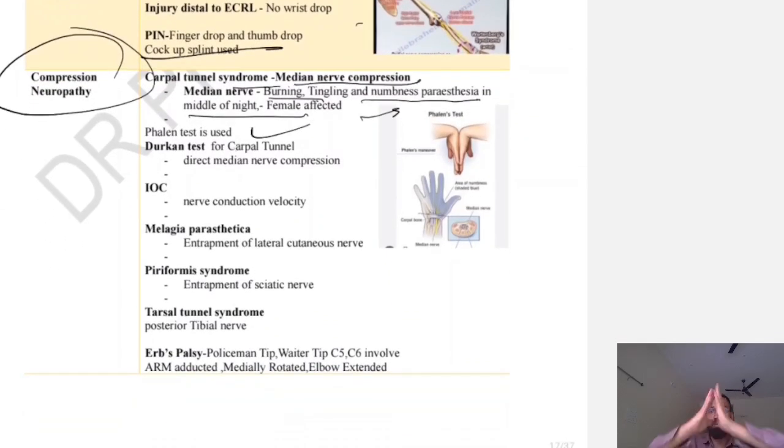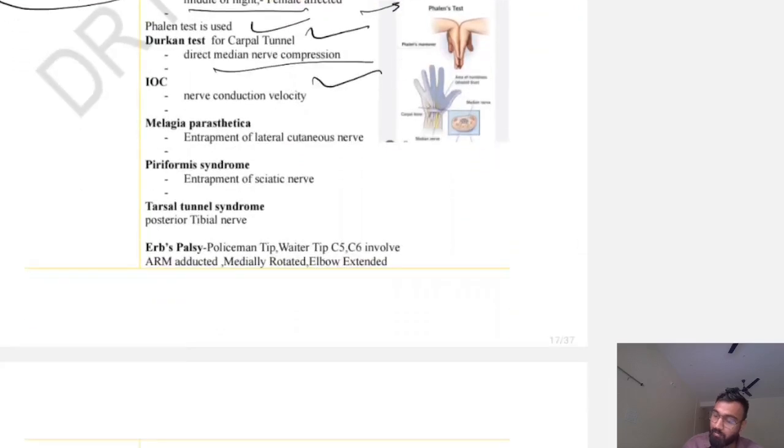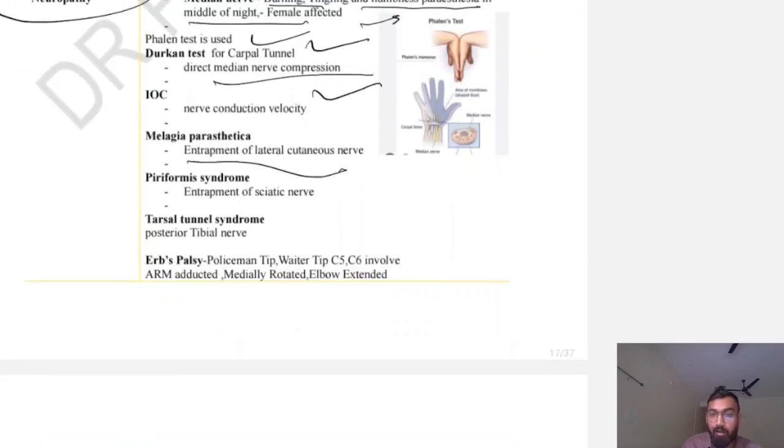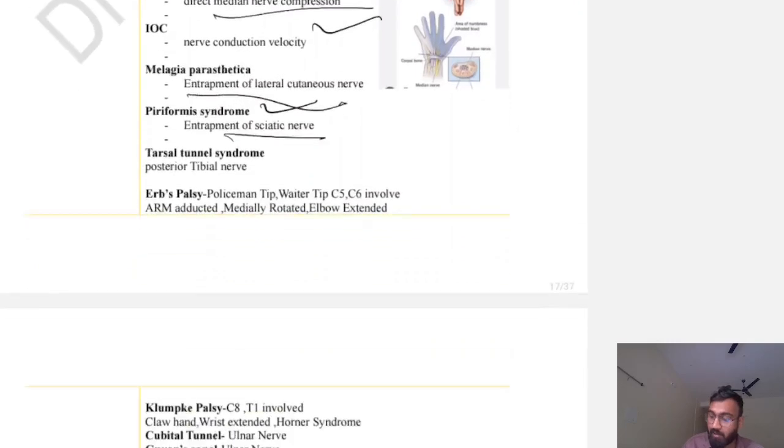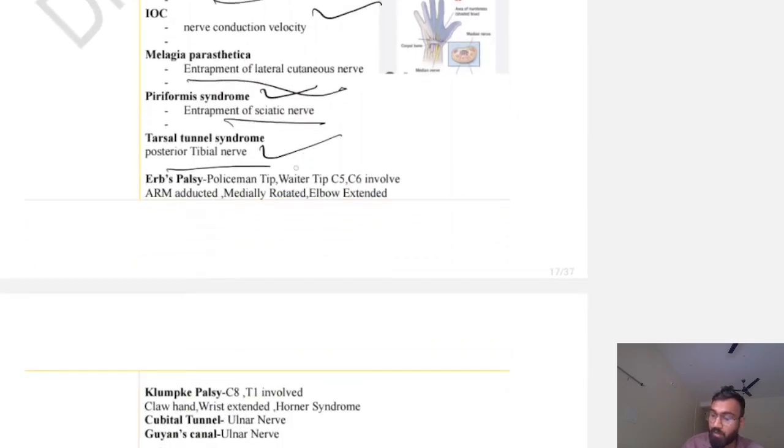Phalen test is used. The patient is asked to do this. This is Phalen test. Durkan test is also done for carpal tunnel, which is direct median nerve compression. Investigation of choice is nerve conduction velocity. Meralgia paresthetica is entrapment of the lateral cutaneous nerve of the thigh, piriformis syndrome is entrapment of the sciatic nerve, and tarsal tunnel syndrome is entrapment of the posterior tibial nerve.